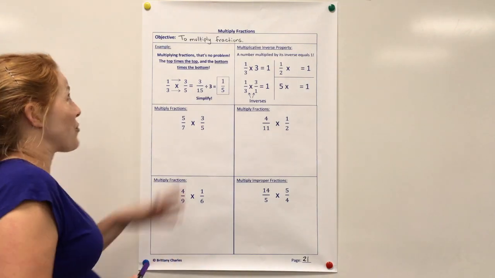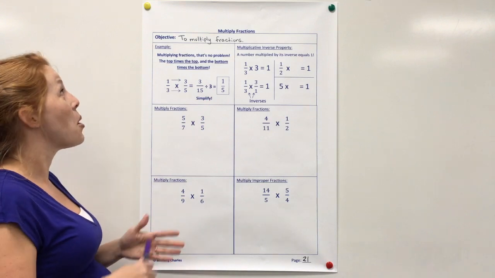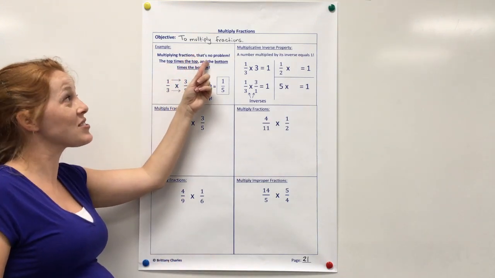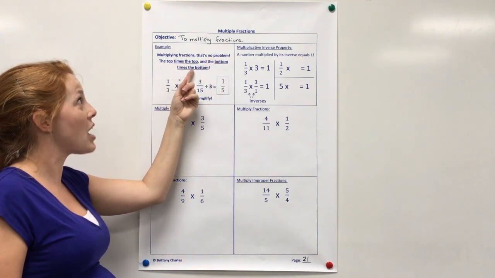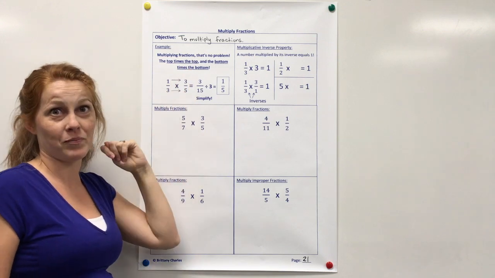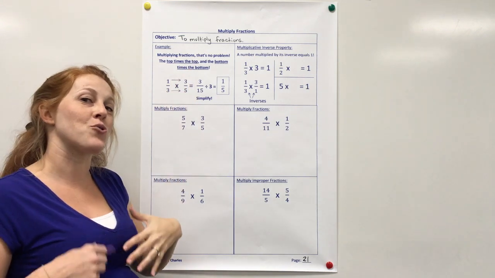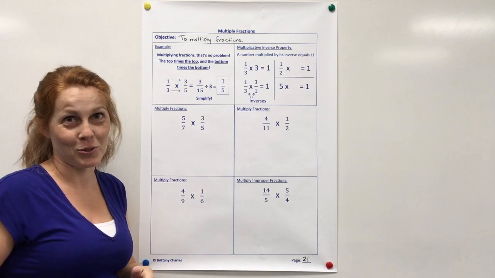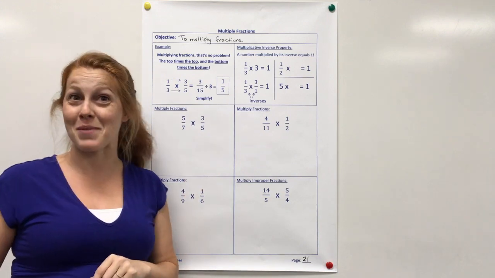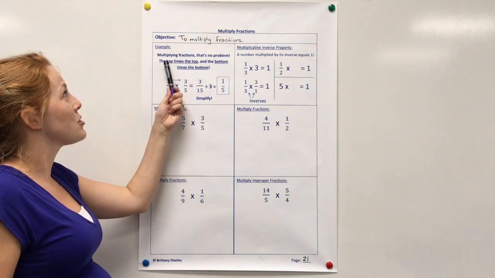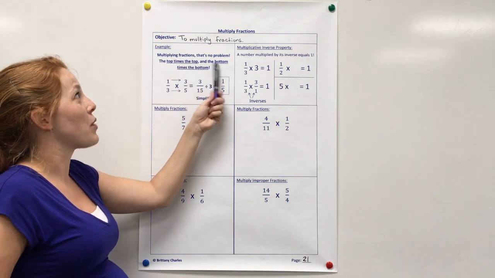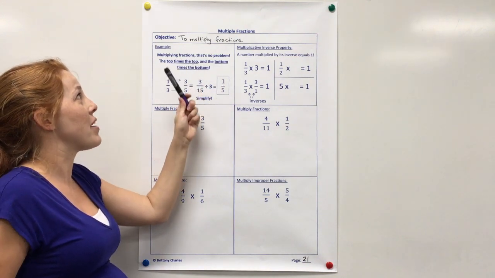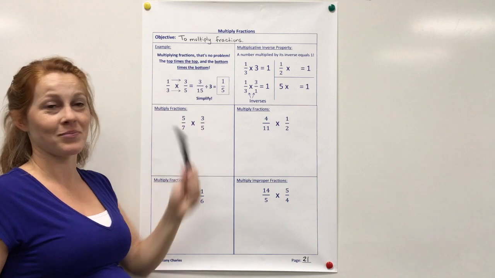Okay, so I've got a little rhyme for you. Multiplying fractions, that's no problem. The top times the top and the bottom times the bottom. So that's a little thing to help you remember how to multiply fractions. So say it with me, ready? Multiplying fractions, that's no problem. The top times the top and the bottom times the bottom.